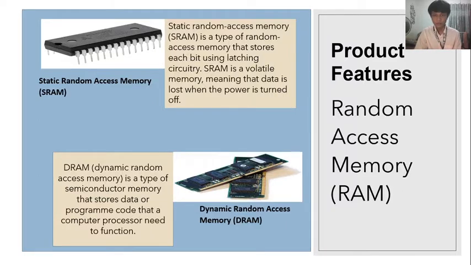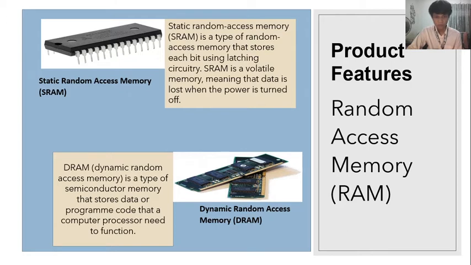Okay, next I'm going to talk about product features. Random access memory, also known as RAM. First is static random access memory, SRAM. Static random access memory, SRAM, is a type of random access memory that stores each bit using latching circuitry. SRAM is a volatile memory, meaning that data is lost when the power is turned off.